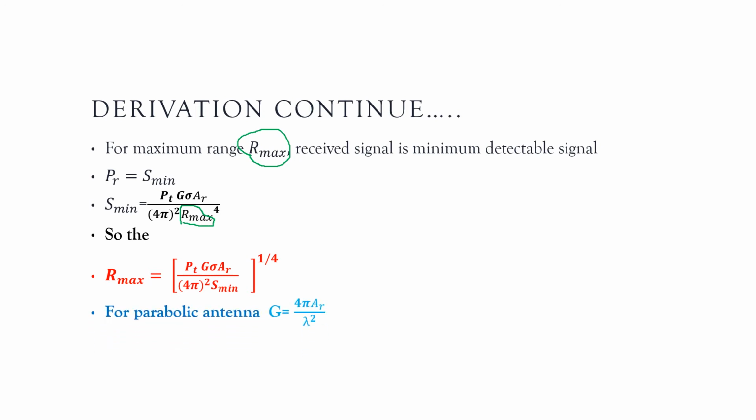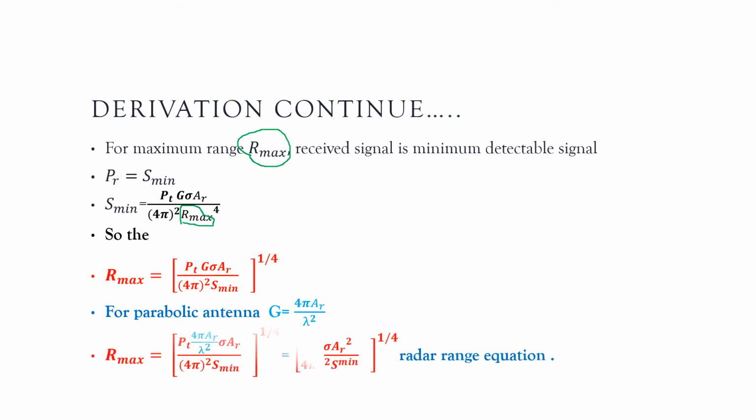For a parabolic antenna, we know the gain is defined by G = 4πA_R/λ². Then in the place of G we substitute the value 4πA_R/λ², and after simplifying, the 4π and 4π cancel, giving P_T σ A_R² over 4π² λ² S_min. This is the actual radar range equation.